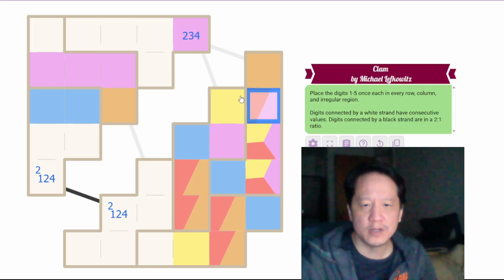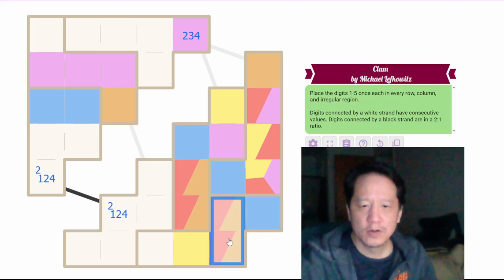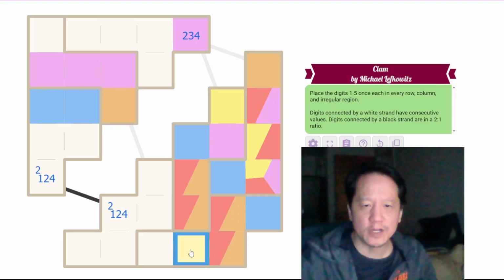Obviously, this can't be yellow because of yellow in the row. This can't be pink because of pink in the row. And this can't be... This could be either. Any of those 3. So we have blue, red, orange here, and yellow. So that forces this to be pink here.